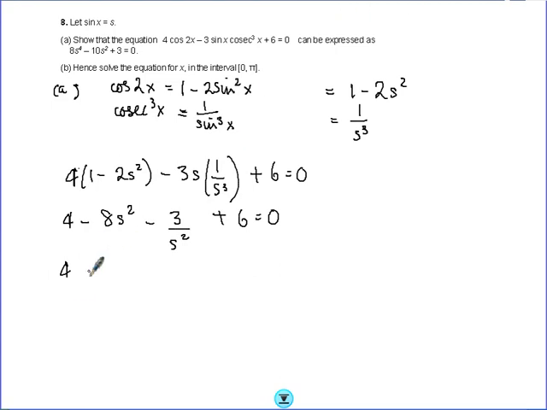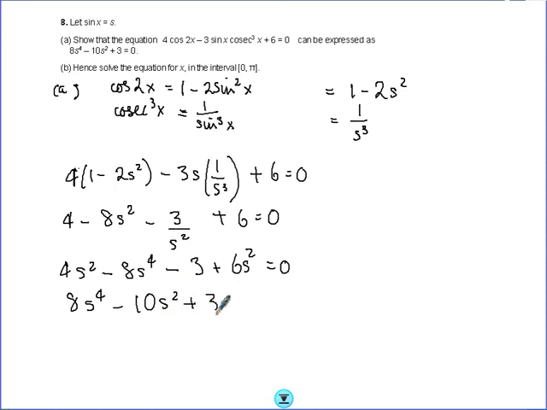Okay, let's go ahead and do this. 4s squared minus 8s to the power of 4 minus 3 plus 6s squared is equal to 0. Of course I could have combined the 4 and the 6 at an earlier stage. Moving it all over to the right hand side of the equal sign gives me 8 s to the power of 4 minus 10 s squared plus 3 equals 0. And so that is what we were looking for in the question.